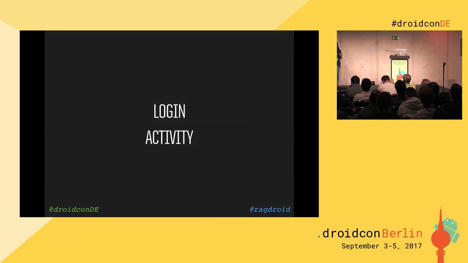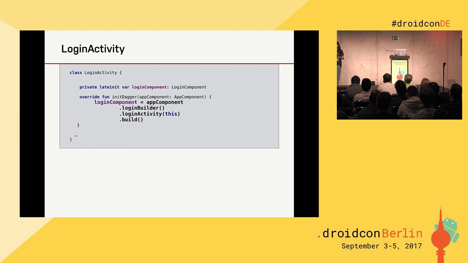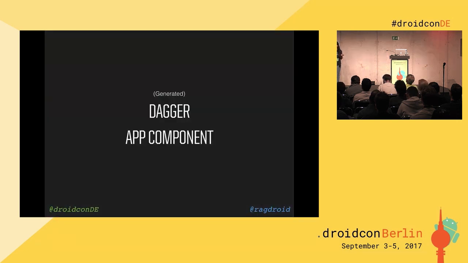So what do we need to write in login activity? We're going to create the subcomponent in the login activity. From the app component, we're going to get the login builder, and we're going to pass in the instance of this, that is the login activity, and we're going to create the login component. So this is how the login component gets created.